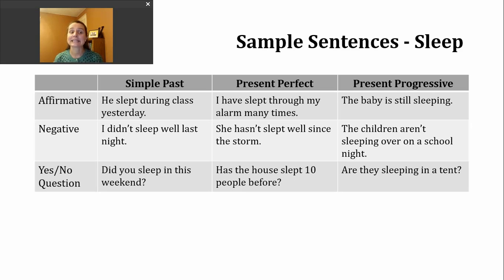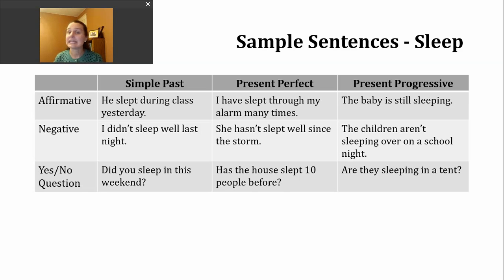If I want to make a sentence negative in the present perfect, I'm just going to insert not after have or has. Here's an example of that. She hasn't slept well since the storm. That would be the second way we use our present perfect. Something that started at a point in the past, it continues into the present.